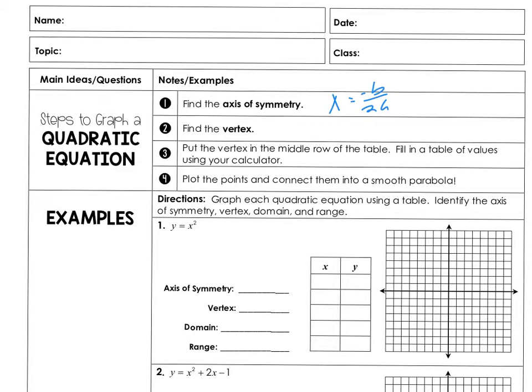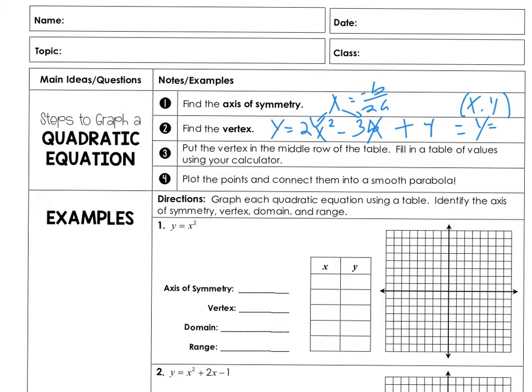So we know that. And then we're going to find the vertex. How do we do that? We plug this x value in, y equals whatever, 2x squared minus 3x, I'm just making this up, plus 4. We would plug the x in, and whatever that gives us is going to give us y equals something. We graph that point. We have the x value, y value. We graph that, and so those are the first two things we're going to do. Find the axis of symmetry, find the vertex. We know how to do both of those from yesterday.